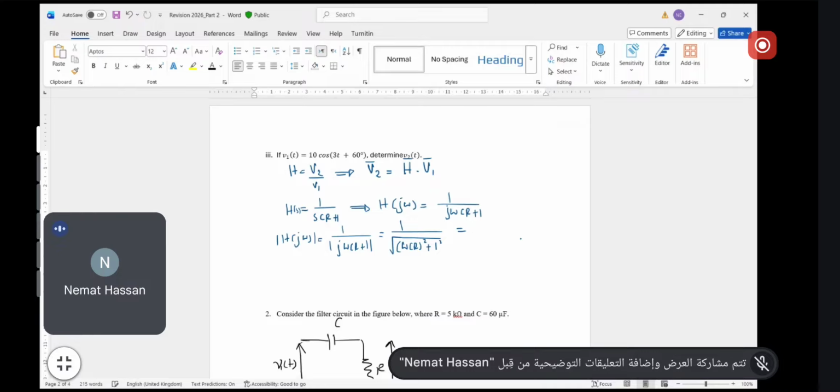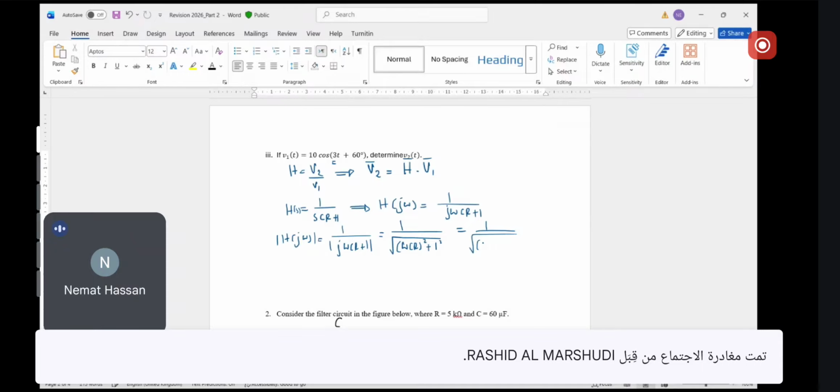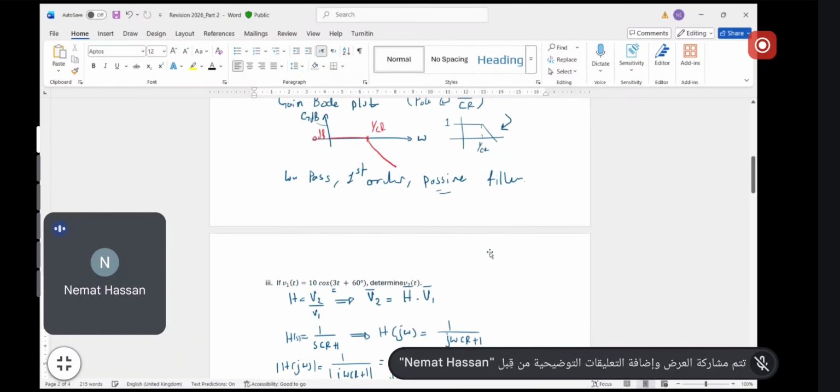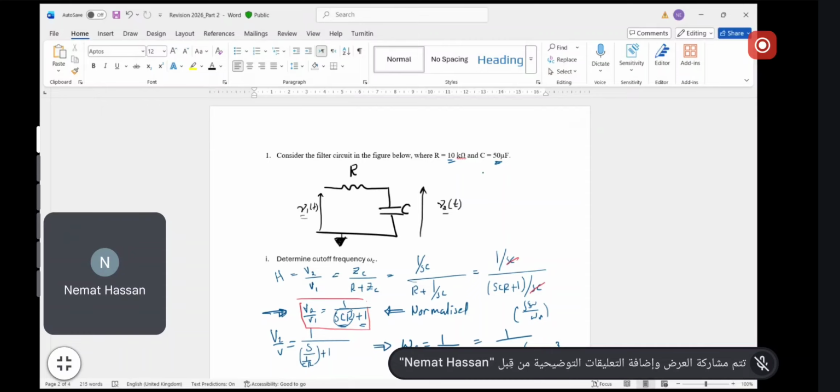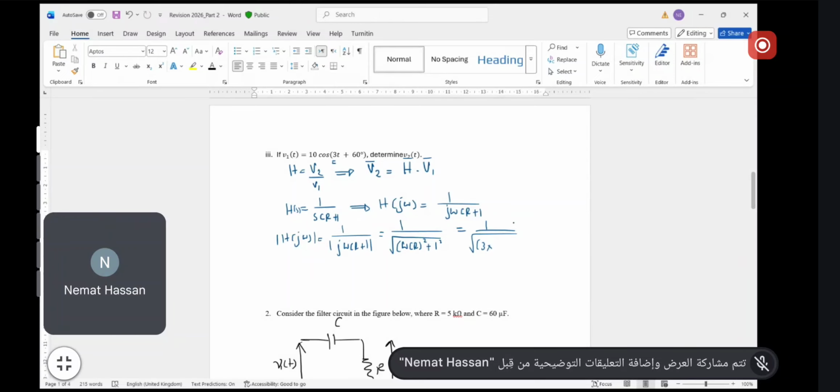Do we know the omega value from the question? Omega is 3. So 1 over the square root of 3 times C and R. We already have their values from the first statement: 50 micro and 10 kilo. So just write it here, times 50 times 10 to the power minus 6 times 10 times 10 to the power 3, all squared plus 1. So can I get the value of the gain? Anyone with a calculator?